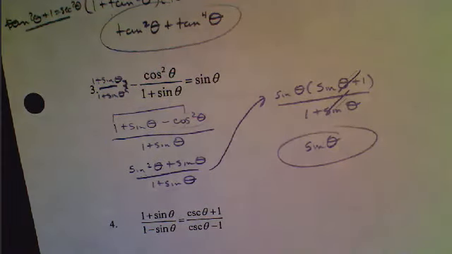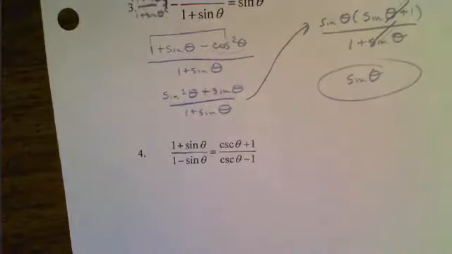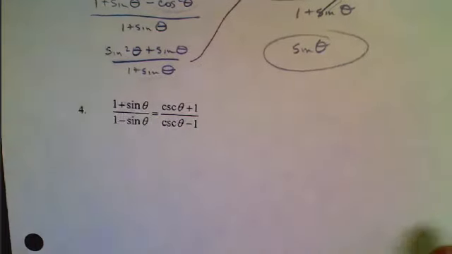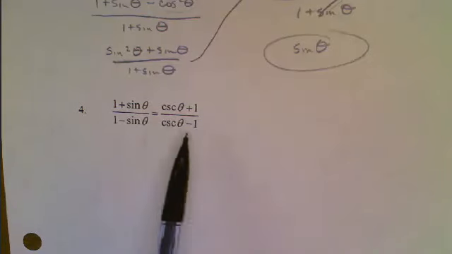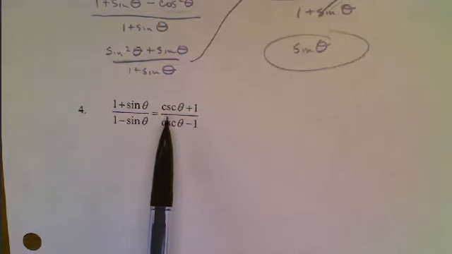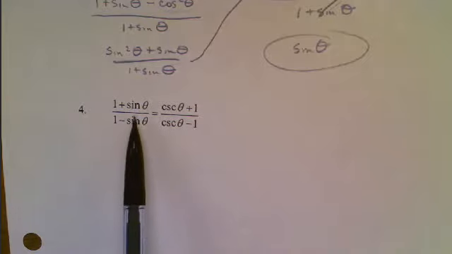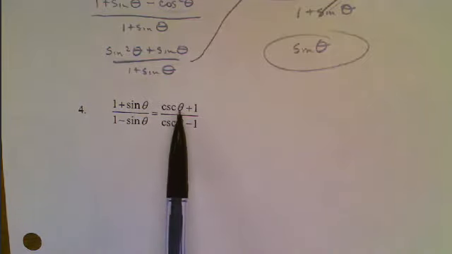All right, let's try number 4. Number 4 looked a little complicated to get started, and again, I gave you a hint on that one. Let me talk about why I give some of these hints. On 4, I would look at this and say I can't do a lot with the left side, so that would tell me I'd probably want to start with the right side.